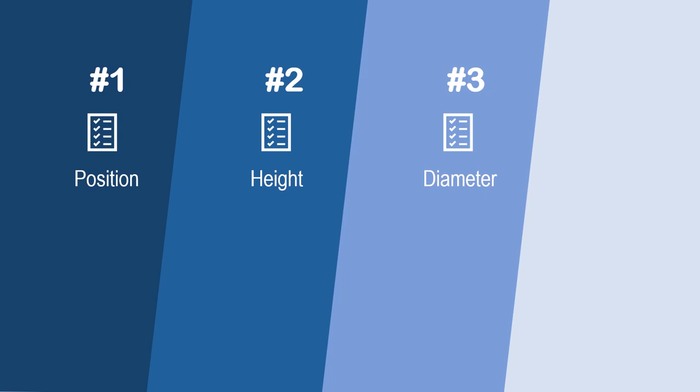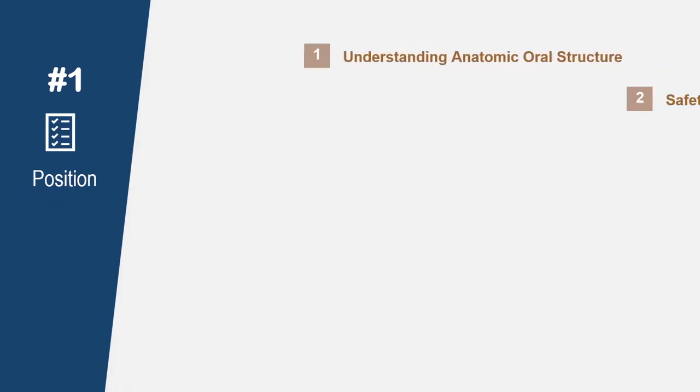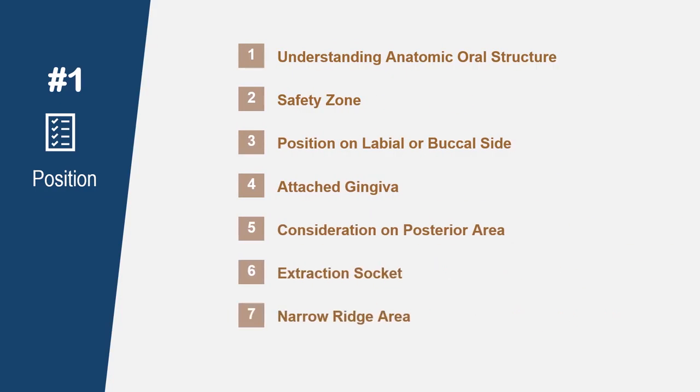The first chapter is about the method to position the implant. The second is about the height of the guide. And third is about the size of the implant. These are the parts that are in the first chapter.